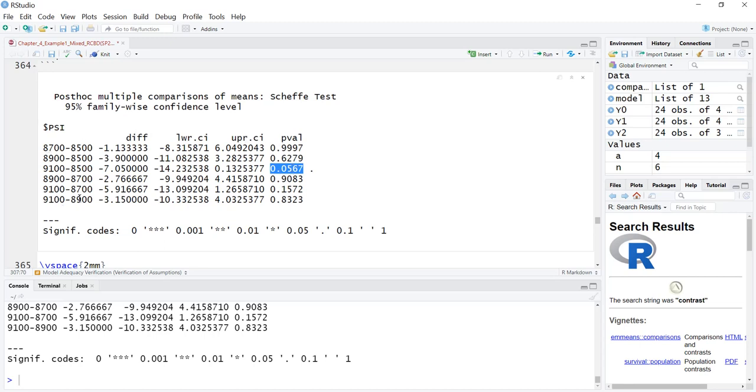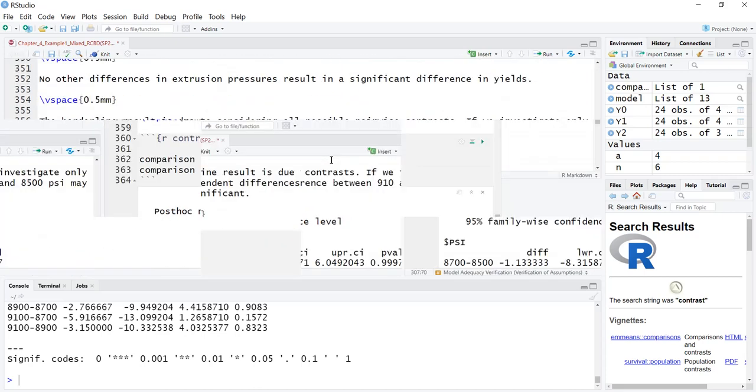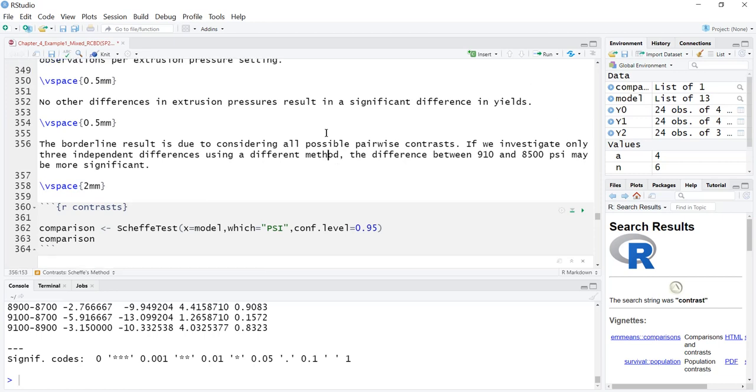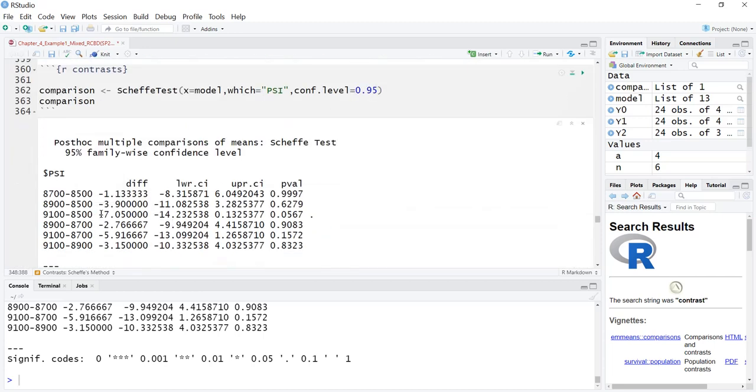And remember, I did all 6 of these pairs, so I'm data snooping. So it makes me think that this difference between 9100 and 8500 is significant, but because I looked at all of them, it's right on the border, okay? So what I did was I wrote this up as a hypothesis test, and so I've given you that. And then I said the difference in treatment effects between the 9100 psi and 8500 psi is, and I give you the estimate. Here's the value.